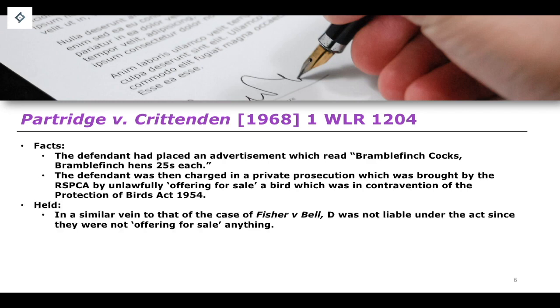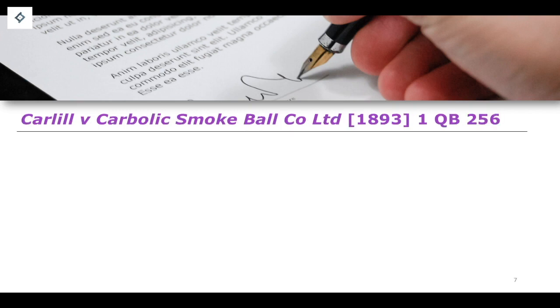Well, it was held in this case that, similar to the case of Fisher and Bell and similar to the case of Pharmaceutical Society and Boots, the defendant was not liable under the Act, since they were not offering anything for sale. Merely, the advertisement which was placed was an invitation to treat. It was an invitation to negotiate, or an invitation to potentially enter into an offer, in which an offer would be made post haste.